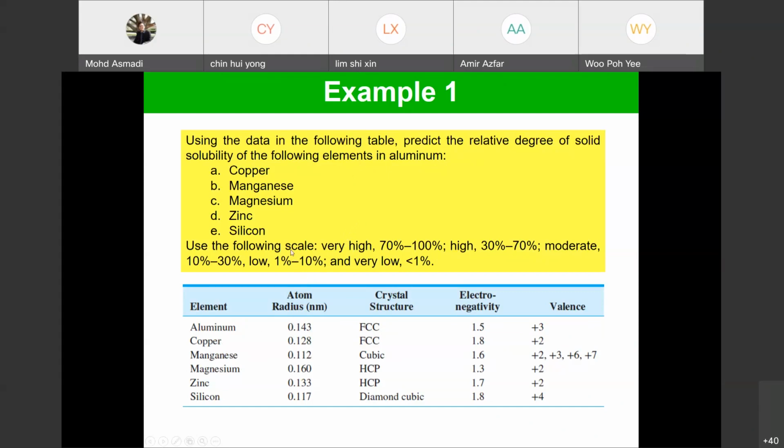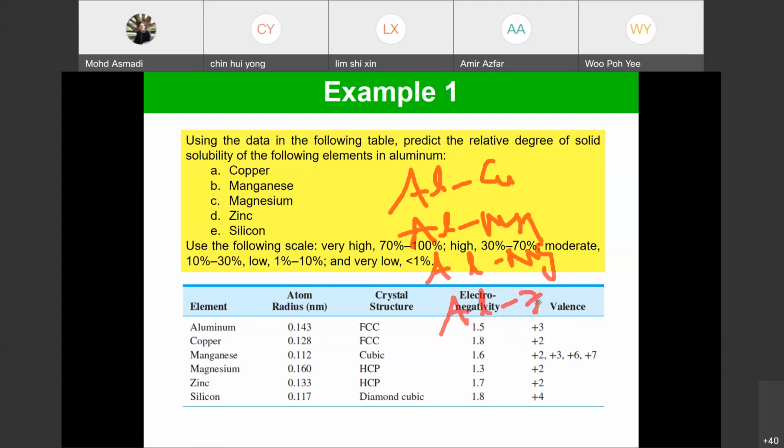Okay, it's okay. Can you predict based on the Hume-Rothery rules? For example, this one is for aluminum, copper. Number one, aluminum, manganese. Aluminum, magnesium. This one is aluminum, zinc, aluminum, silicon. Can you predict?